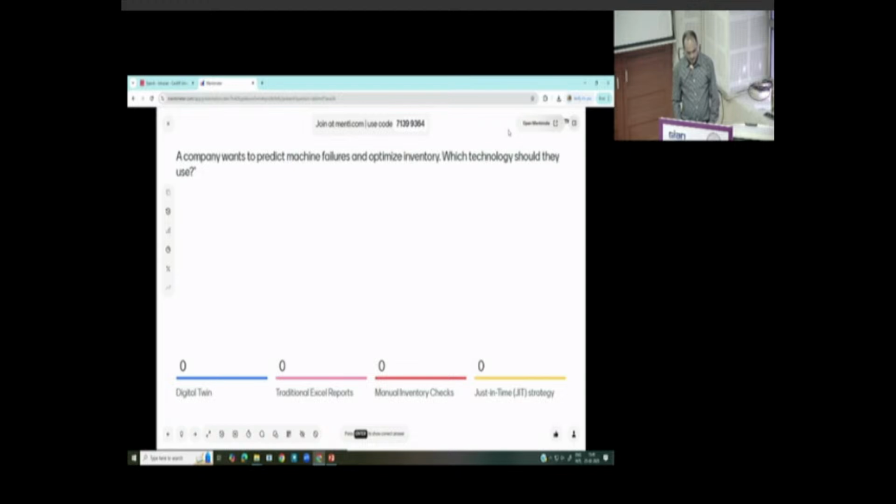A company wants to predict machine failure and optimize inventory. Which technology should they use? Digital twin, traditional Excel reports, manual inventory checks, or just in time?